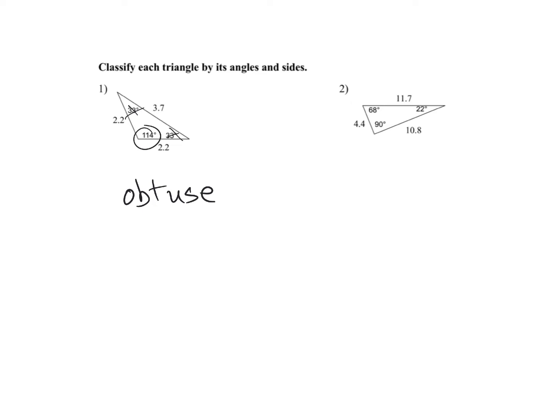You're in high school. So we see that we have 2.2 and 2.2. Those two sides are the same. 3.7 is not. So you have two of those. Okay? So two means isosceles. If you want some help, say it isosceles. That'll help you remember the letters. Okay?